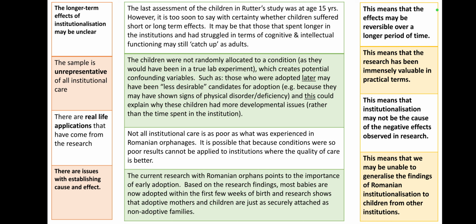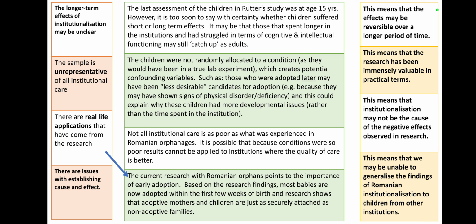So hopefully you've paused that for a good few minutes and had a go at the activity. So we're going to go ahead and point out what are the statements that go together. So we're going to start with the only positive, which is that there are real life applications. So one important thing that we learned from the Rutter study is that orphans need to be adopted at a very, very early age if they're to overcome the effects of institutionalisation, especially those children who are coming from those horrific orphanages in Romania. The early adoption is absolutely the way to go here.